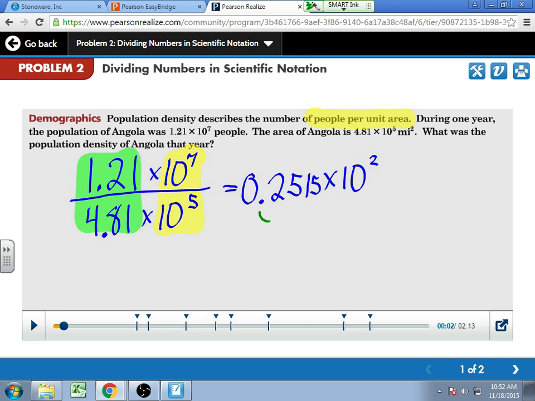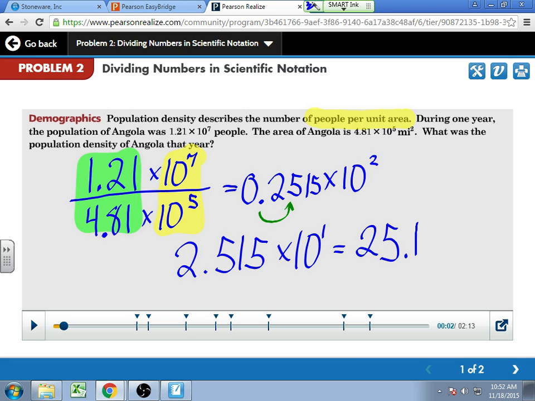So we need to move the decimal. Well, now we've been talking about when we move the decimal left. What happens to the power? It goes up. So if I move the decimal to the right, the power goes down. So now, 2.515 times 10 to the first. Or if we wanted to express this just in standard notation, the population density was approximately 25 people per square mile.